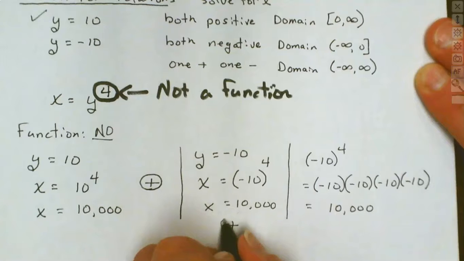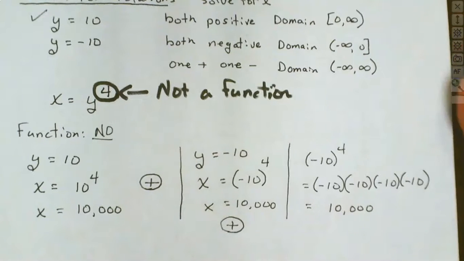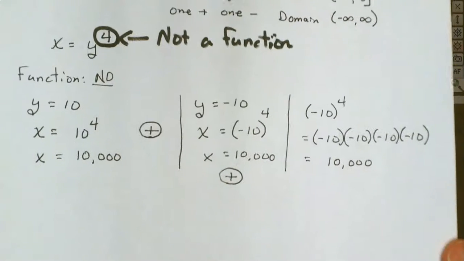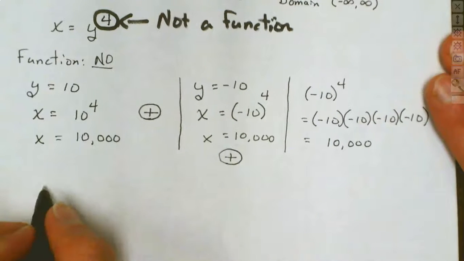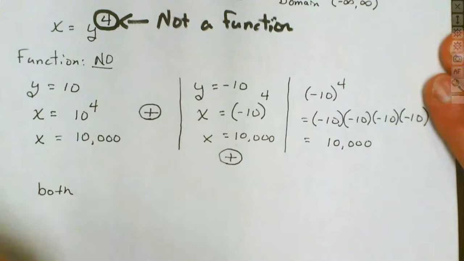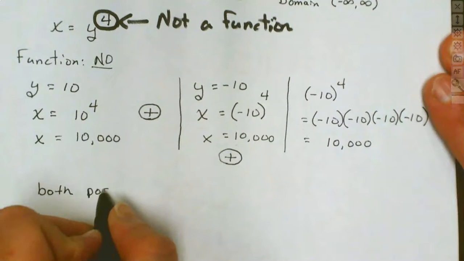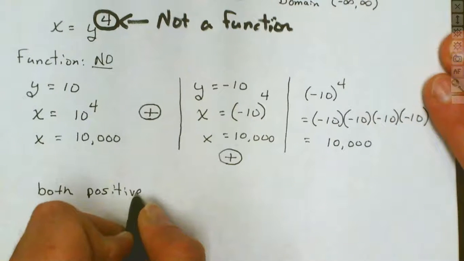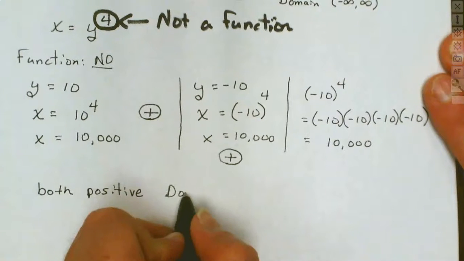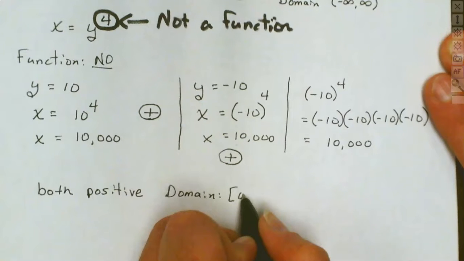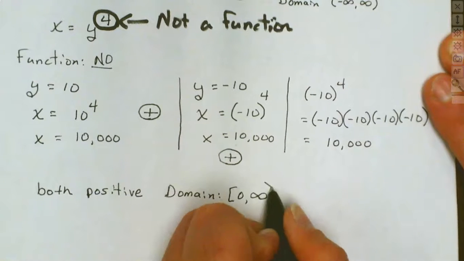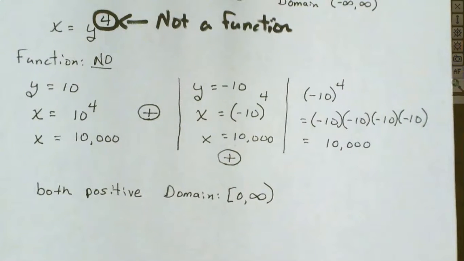That is also positive. Now, if both of them are positive, what do we know? We know then that both are positive. So then the domain would be 0 to positive infinity, because I'm only getting out positive values.